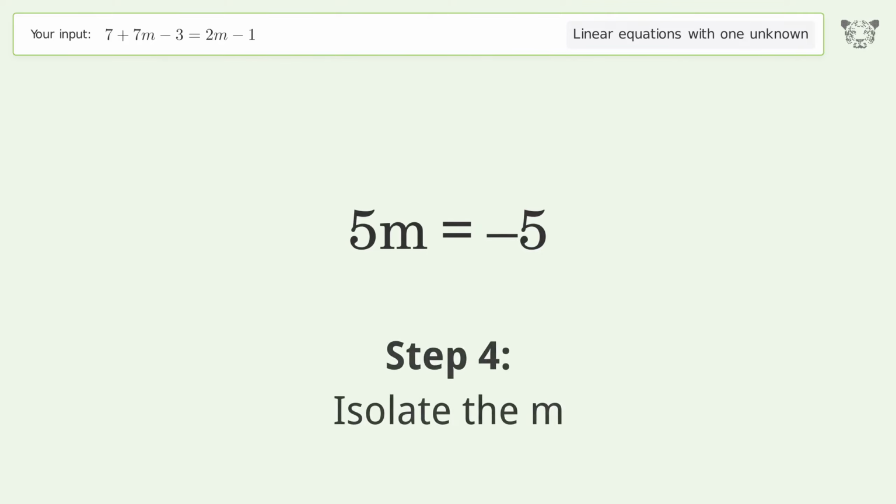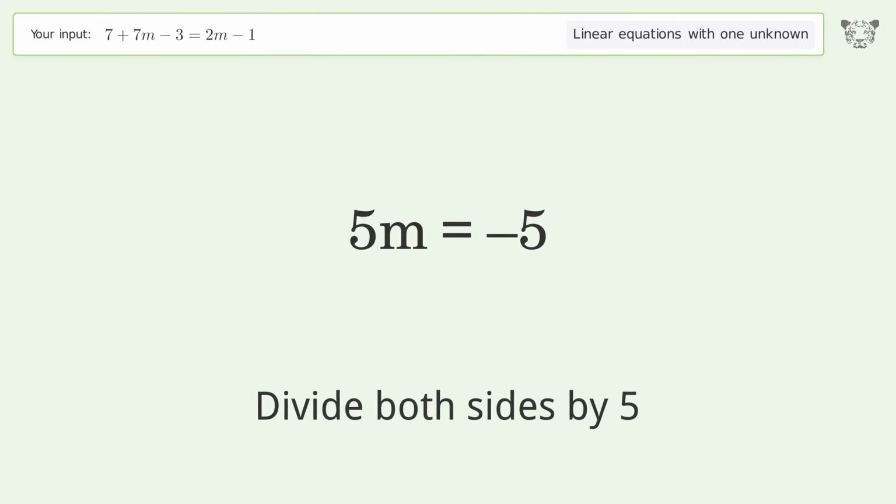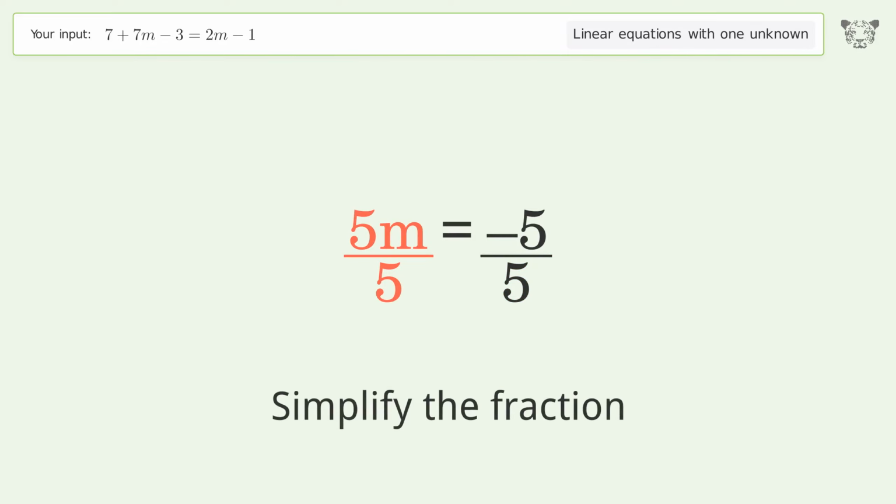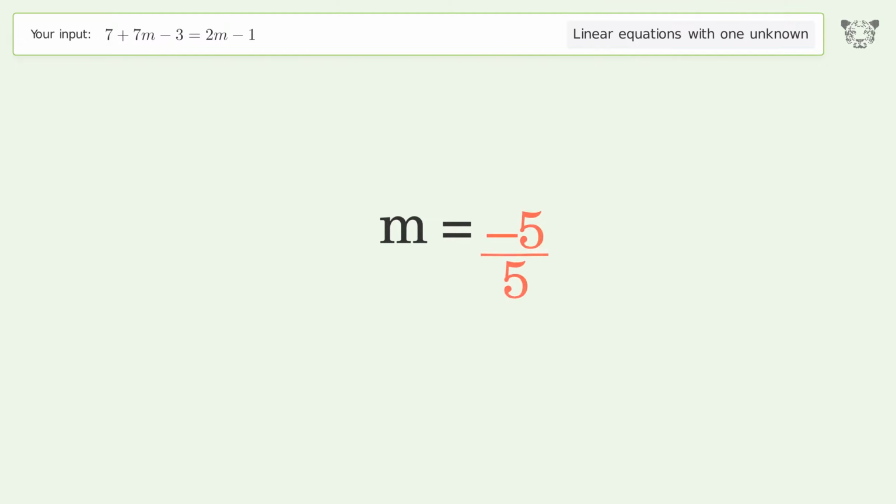Isolate the m. Divide both sides by 5. Simplify the fraction. And so the final result is m equals -1.